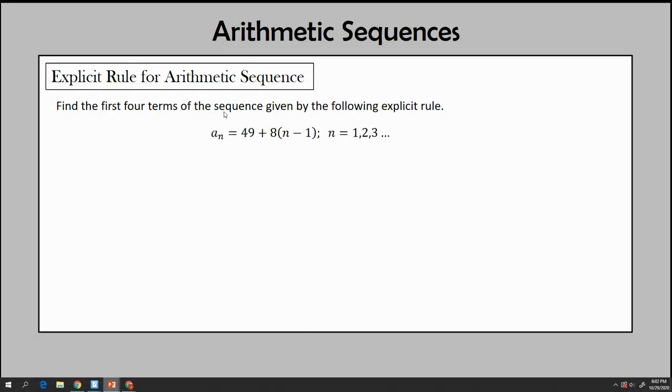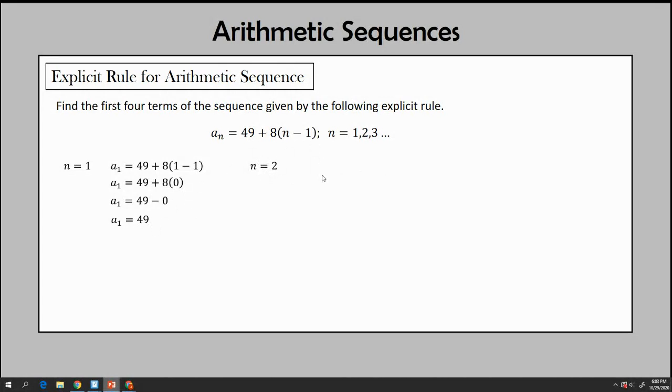So here is an explicit formula. a sub n equals 49 plus 8 times n minus 1. We want to find the first four terms of the sequence, so we're going to use 1, 2, 3, and 4. So for the first term of the sequence, let n equal 1. So a sub 1 equals 49 plus 8 times 1 minus 1, 49 plus 8 times 0, 49 minus 0. The first term of the sequence is 49, but we really already knew it because that number right there represents the first term of the sequence.